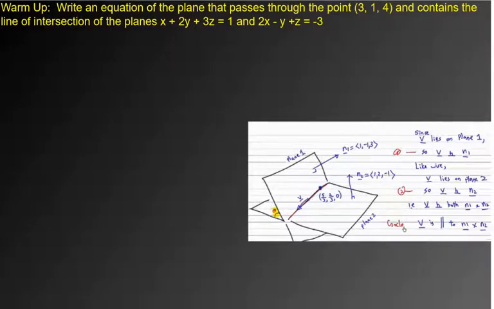So in this problem, I want you to write the equation of a plane that passes through the point (3, 1, 4) and contains the line of intersection of two other planes. And this picture down here, I think, will help you see what's going on, and make sure you understand why we're using the cross product, that's the big idea. So say this is the line of intersection between the two planes.